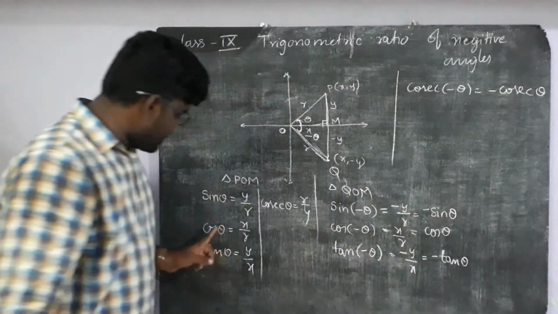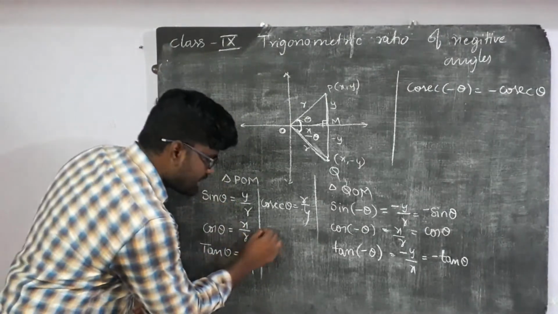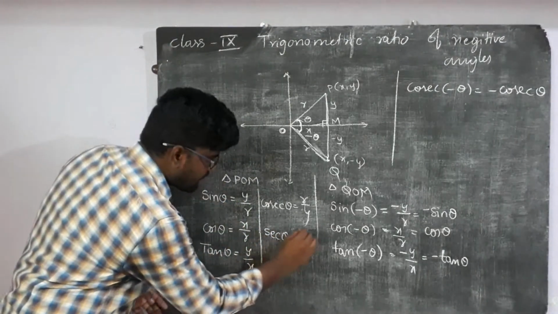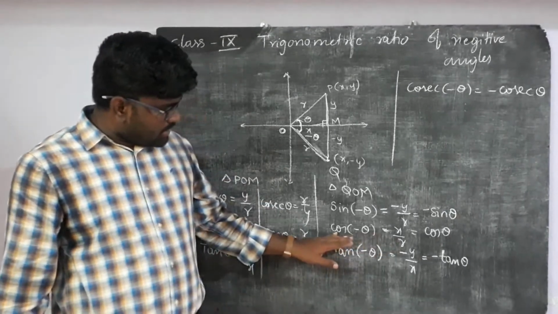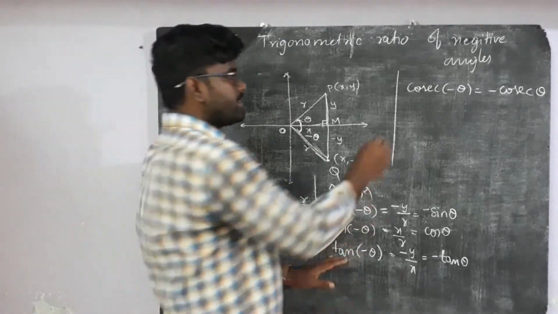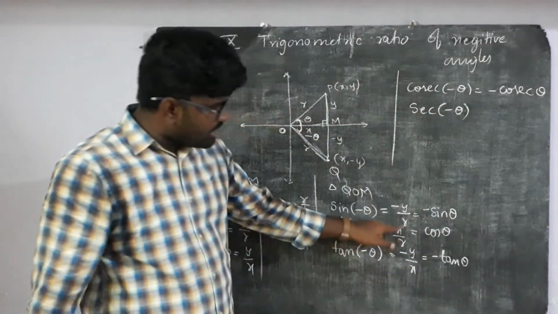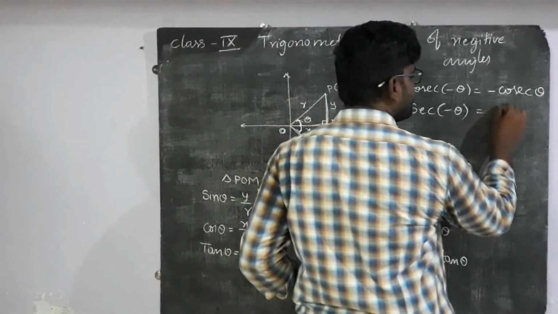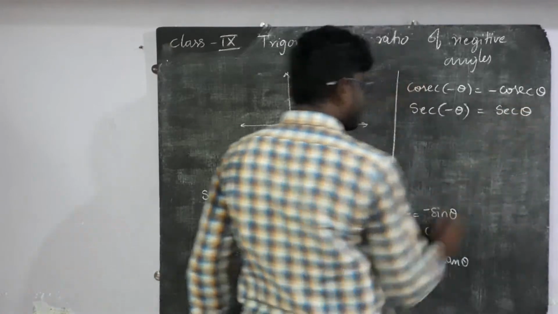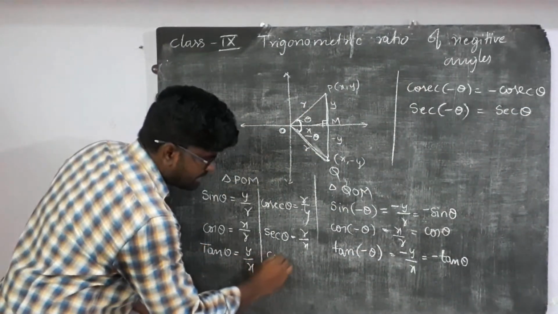Similarly, cos theta is equal to x by r. If you take the reciprocal, secant theta is equal to r by x. When you take the reciprocal, secant minus theta is equal to the reciprocal of this one, r by x. We are getting secant theta. That means it is equal to secant theta. In the same way, the reciprocal of this one is cot theta.